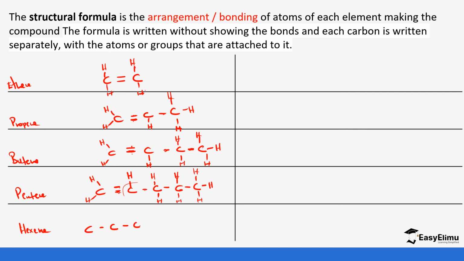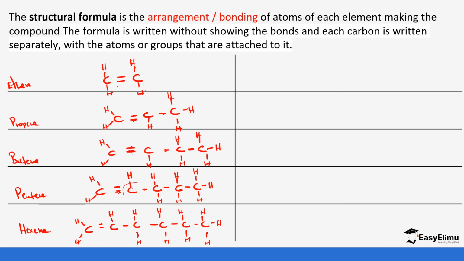So you draw the 6 carbons and then you introduce the double bond. So this carbon already has 2 bonds, so it requires 2 more. This one has 3 bonds, so it requires 1. This one has 2, so it requires 2 to be full. This one has 2, so it requires 2. This one has 2, so it requires also 2. This one has 1, so it requires 3. So it looks like that.